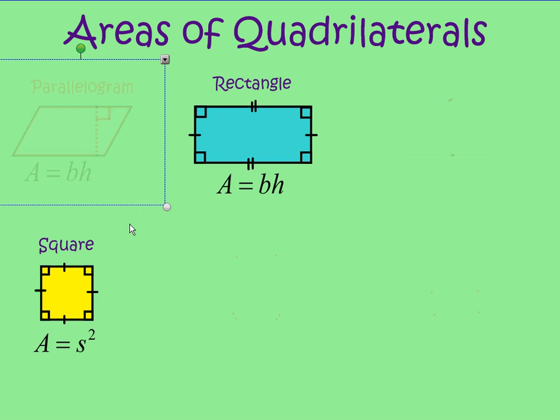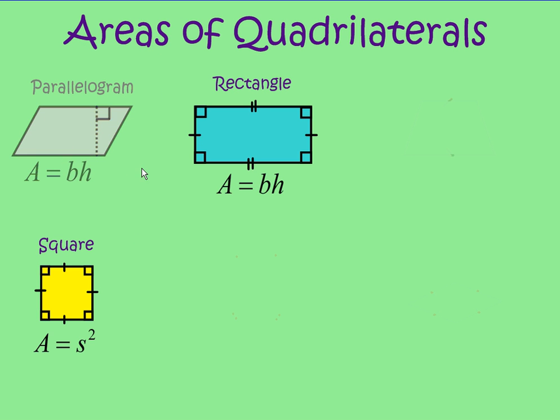So for example, the area of a parallelogram is also base times height. Now the way that you have to calculate the height of the parallelogram is going to be the distance between the bases. So you would just make sure that you have one of the sides and then the distance in between that and its parallel side, and that would be the height of the parallelogram.